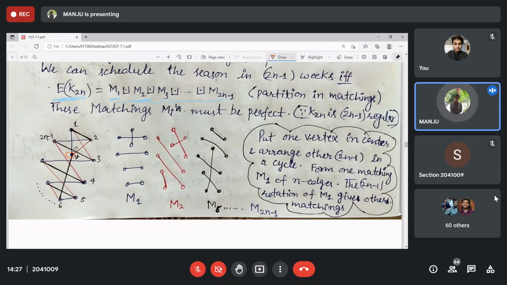Fix one vertex in the center. Okay, the 2nth vertex, and the other 2n minus 1 vertices are surrounding this vertex. Clear? Now we want the edge coloring. We want to color all the edges of K2n.